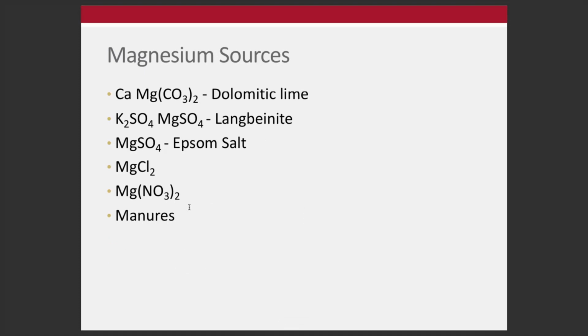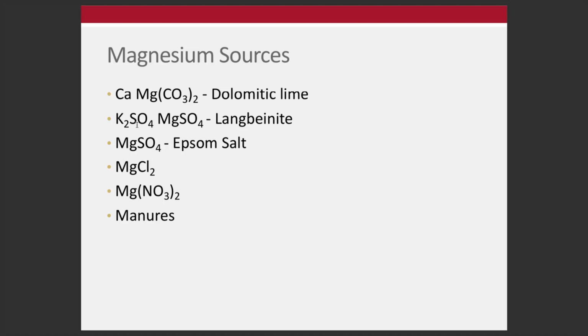Magnesium sources. There's ag lime, which is calcium carbonate, and then there's dolomitic lime. And dolomite or dolomitic lime is calcium magnesium carbonate. Okay, so it's got magnesium in here. There's langbeinite, which has potassium, sulfur, magnesium, sulfur. So it's a potassium sulfate, magnesium sulfate complex.